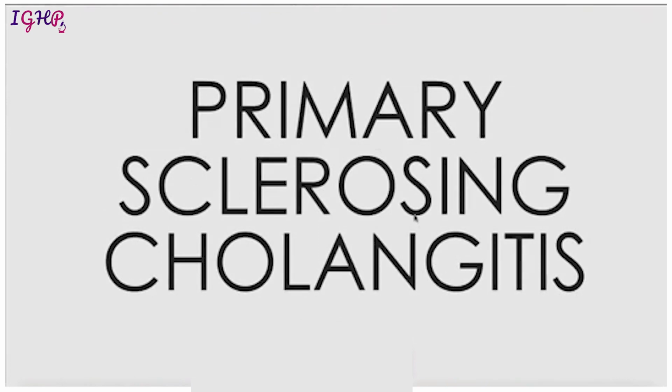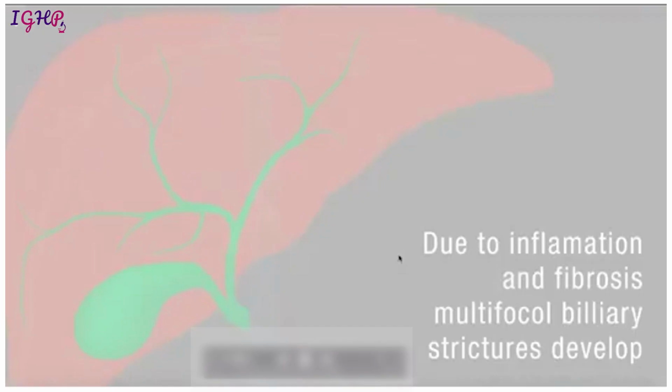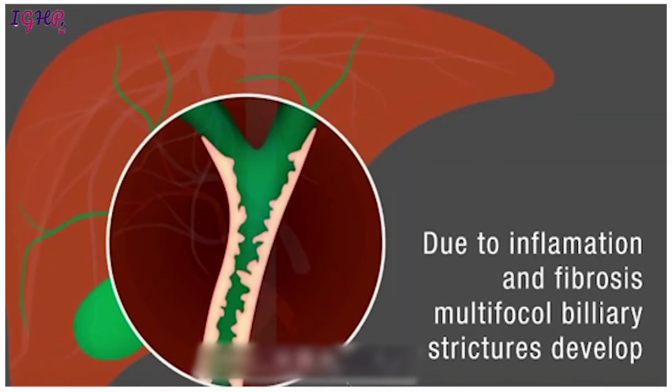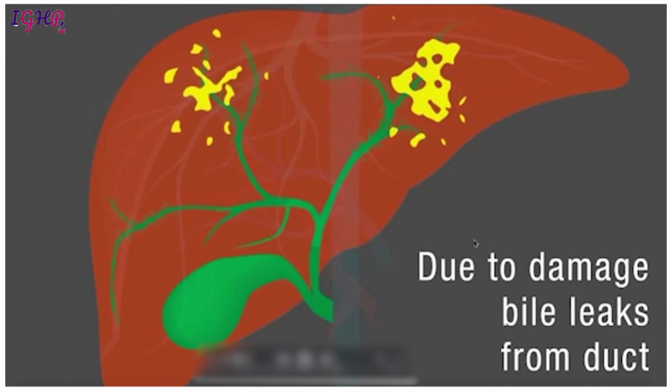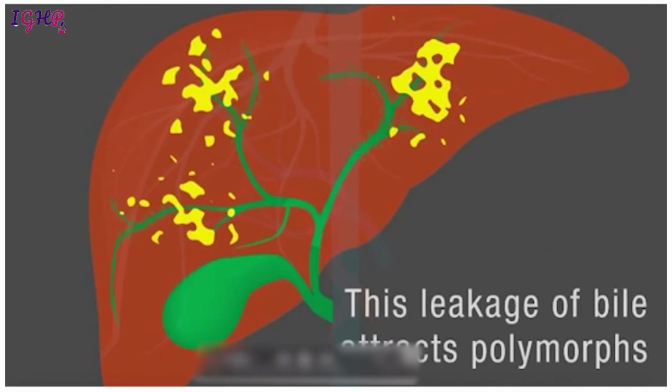The next biliary pathology is primary sclerosing cholangitis. In primary sclerosing cholangitis, the disease predominantly involves the larger bile ducts. What happens in the larger bile duct is there is alternate stricture and dilatation of the bile duct. Because of this stricturing and dilatation, the bile cannot flow from the smaller ducts into the larger duct, and here again there is accumulation of bile within the liver. Because of the damage, the bile is going to leak.